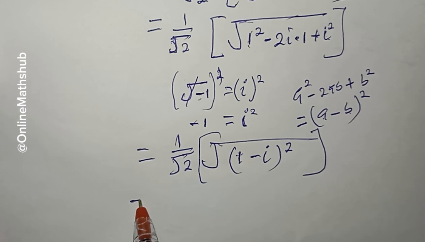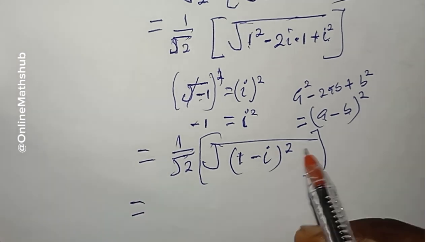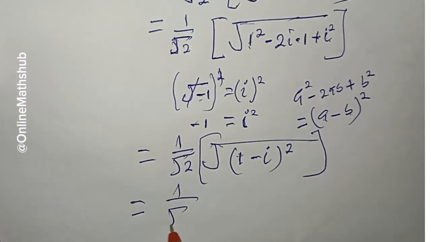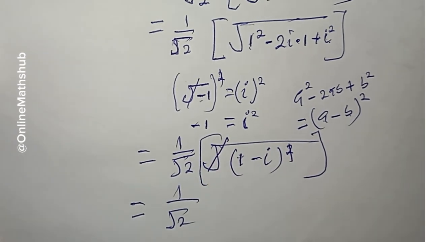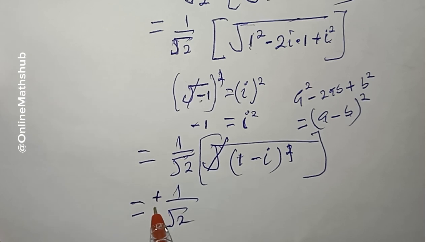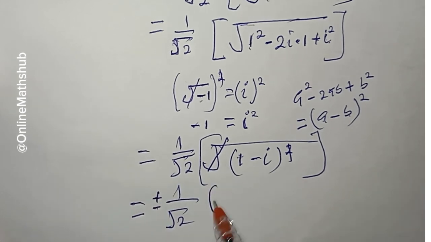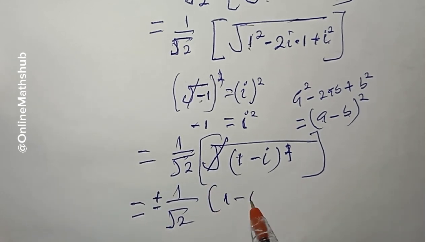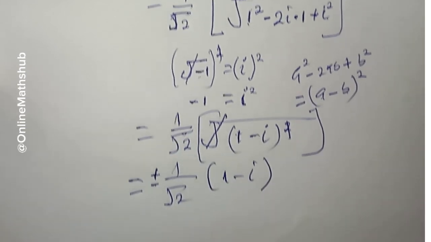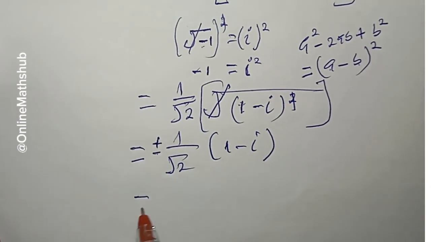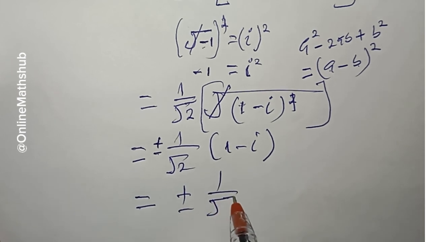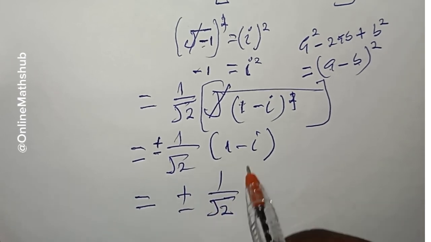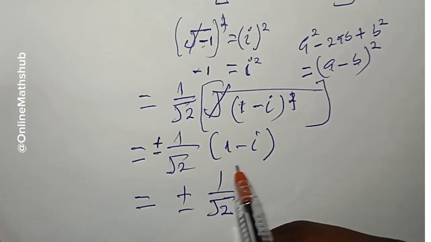So moving on, this is equal to 1 over root 2. We can actually use this to cancel this, and because of the square root we just introduced, we go ahead to put a plus or minus into 1 minus i. So that what we're going to be having is plus or minus 1 over root 2 multiplied by this.